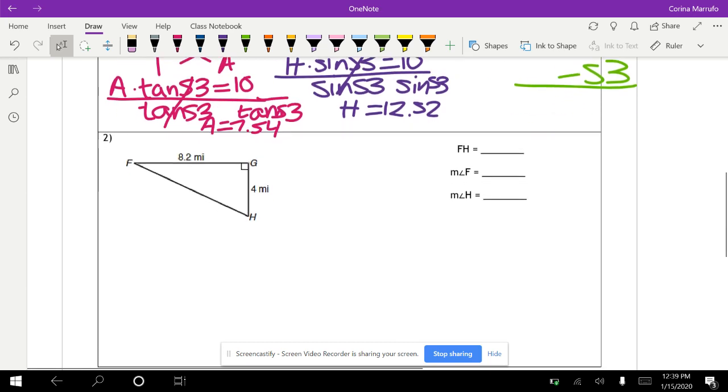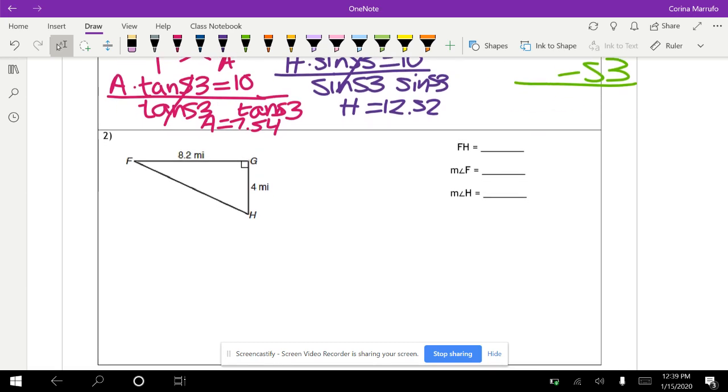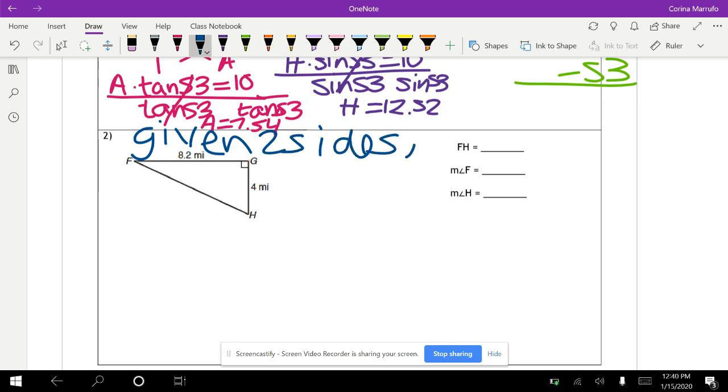Now for the next one. For this one, we know two sides, so we're given two sides. On the previous problem, we were given two angles. So when we're given two sides, we're going to have to find the angles.